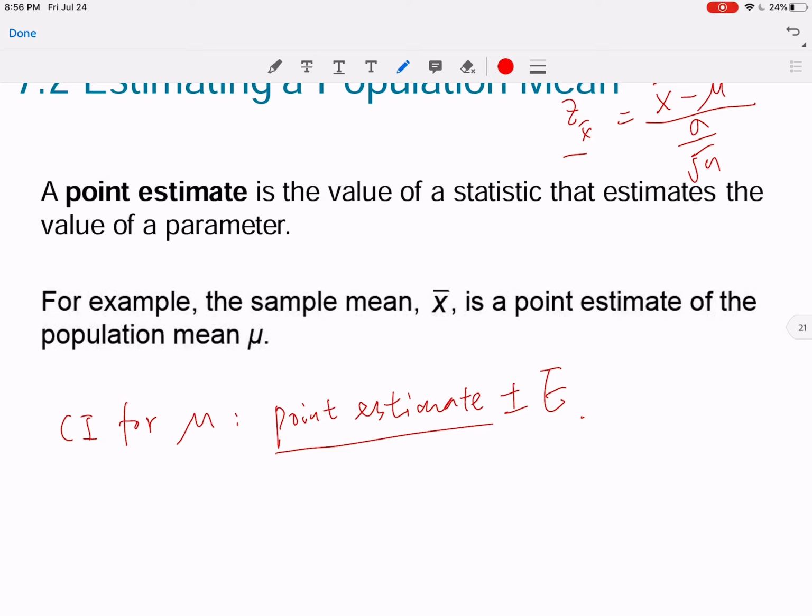which is x bar. Now let's take a look at this definition here. A point estimate is the value of a statistic that estimates the value of the parameter. For example, the sample mean x bar is a point estimate of the population mean mu. So of course, the value of x bar is called the point estimate, and x bar itself is called the point estimator of the population mean mu. But anyway, in this case, we're going to have x bar plus or minus margin of error E.